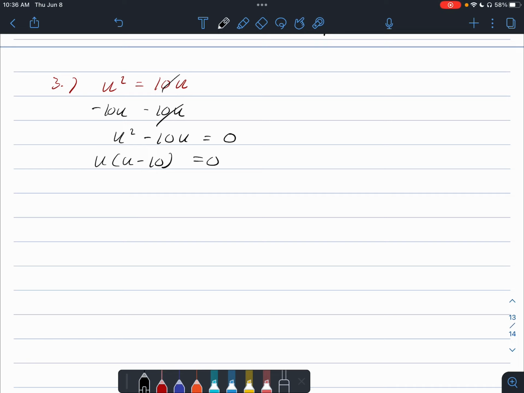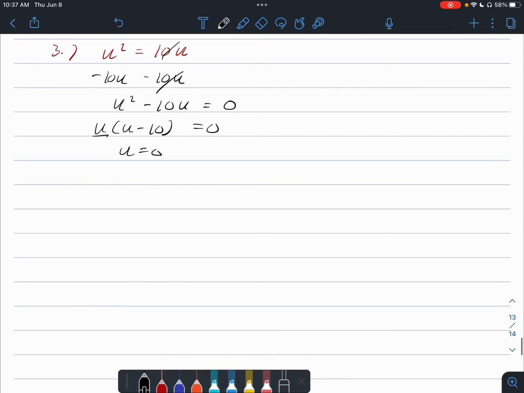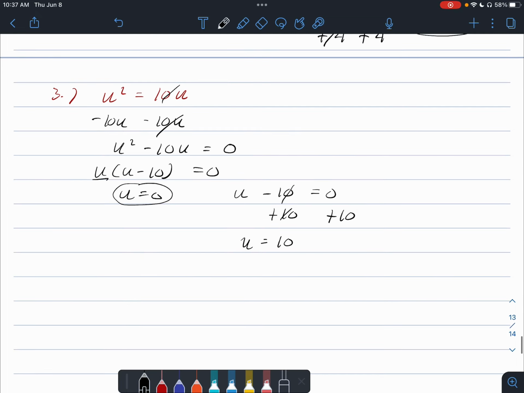So therefore, our first factor, u, we set u equal to 0, and we already have our answer. u is equal to 0. And then the second one, we set u minus 10 equal to 0. We can add 10 to both sides, and we'll get u is equal to 10. And again, if you want to check either of these, you can plug u equals 0 or u equals 10 in, and just ensure that this actually is the correct solution.